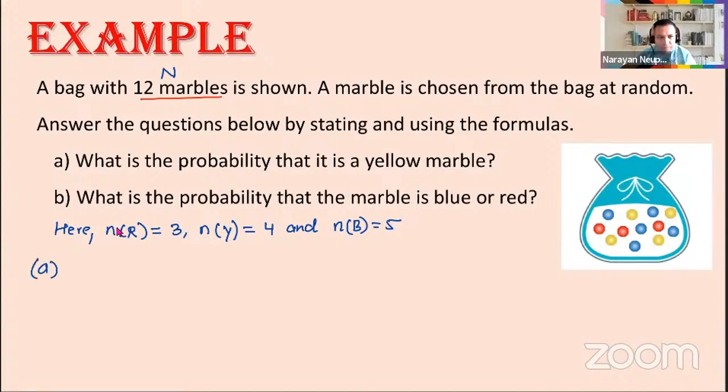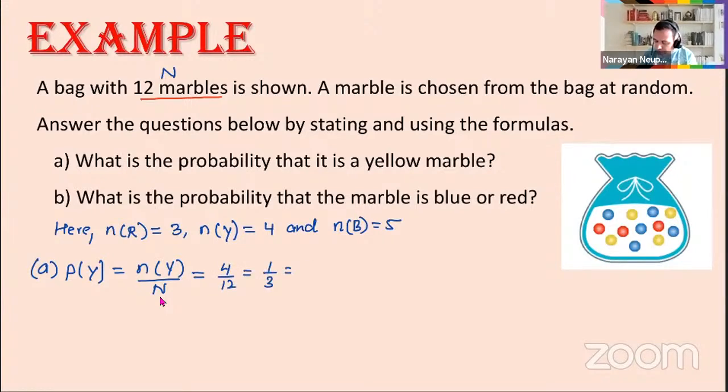In part A, we have to find the probability that it's a yellow marble. So if you pick a marble at random, what is the probability that it's a yellow marble? Probability of yellow marble is the number of yellow marbles divided by the total number of marbles in the bag. So the probability of yellow will be 4 out of 12. If you reduce this, it is 1/3.